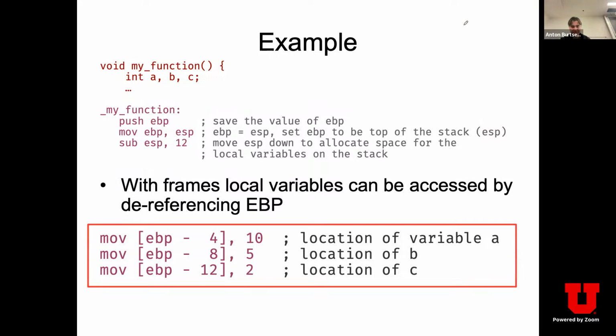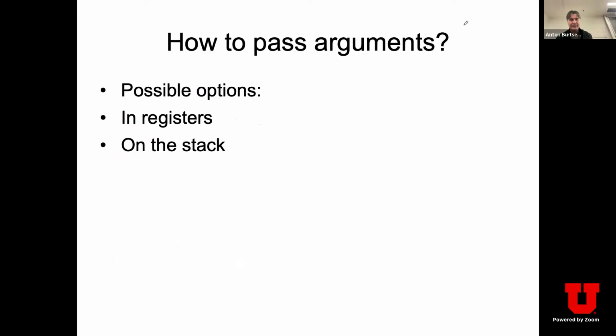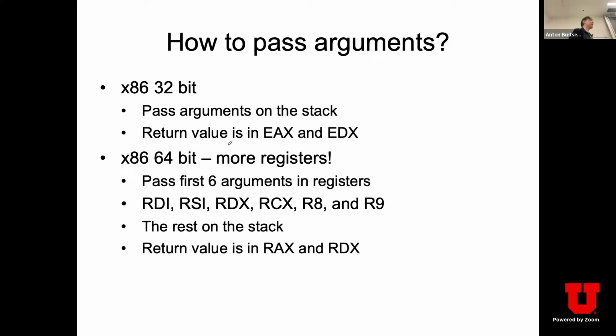Okay, good. So we got how to allocate local variables. Next question. So how do we pass arguments? Again, we have options here. So you can pass them in registers or you can pass them on a stack. And actually, as I was saying, both techniques are used.